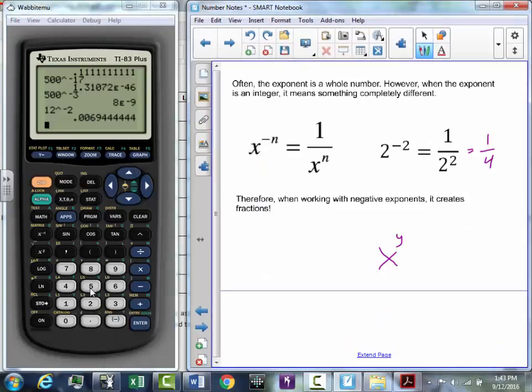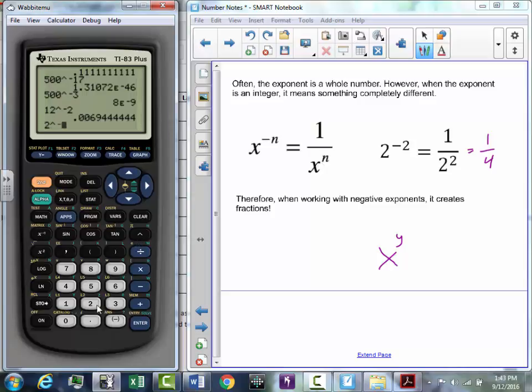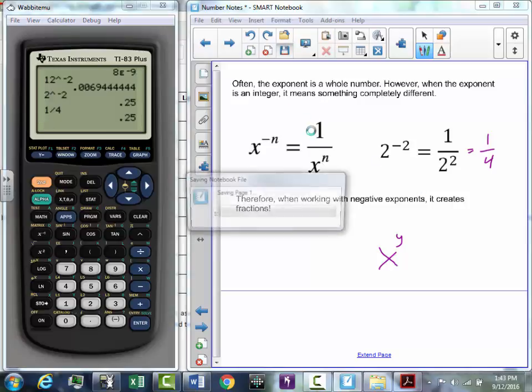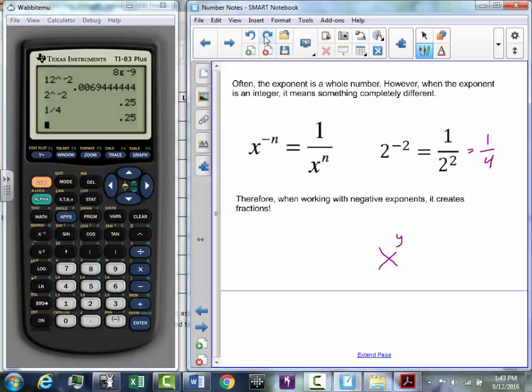Let's try this again. If I go 2 to the power of negative 2, the calculator spits out 0.25. That is 1 over 4. This is the big part of my lesson today, because I'm fairly confident that at some point you guys have learned some of your other exponent rules. This is the new one. How can we deal with integers? How do we deal with negative numbers?